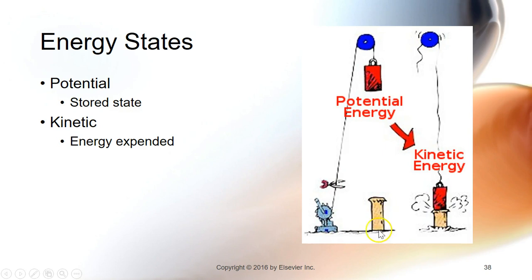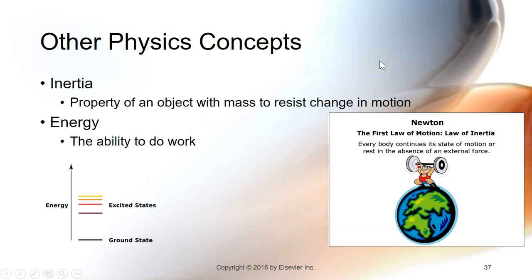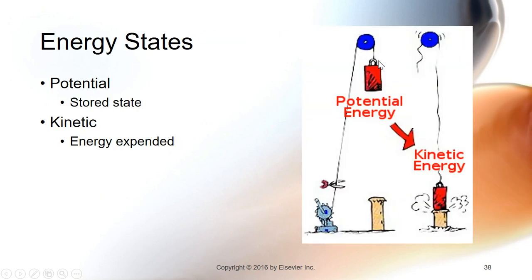So look at this. Here's, we'll call this a wooden stake in the ground, and here's a big weight. It has potential energy because it's just sitting there, and that would be inertia. It has that much energy available. You cut the rope and it falls, well then as it moves, it becomes energy expended, so that's kinetic.